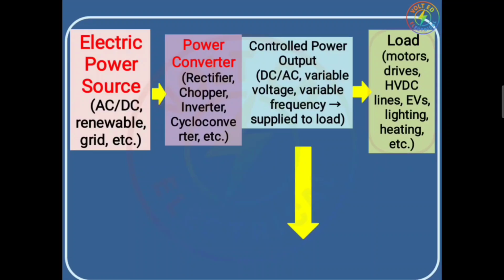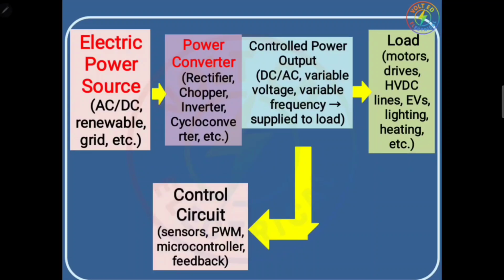Now to make sure everything works efficiently, we have a control circuit. This includes sensors, PWM technique, microcontroller, and feedback system. Its job is to consistently monitor the output and adjust the converter so that the load gets the correct voltage, current, and frequency.